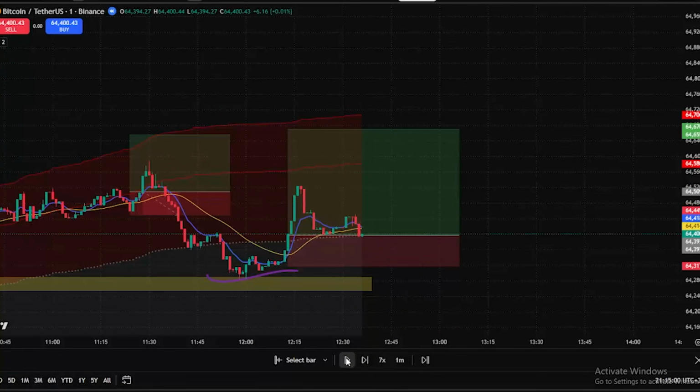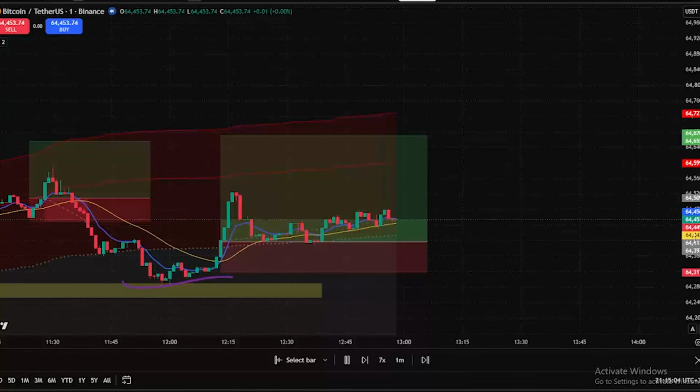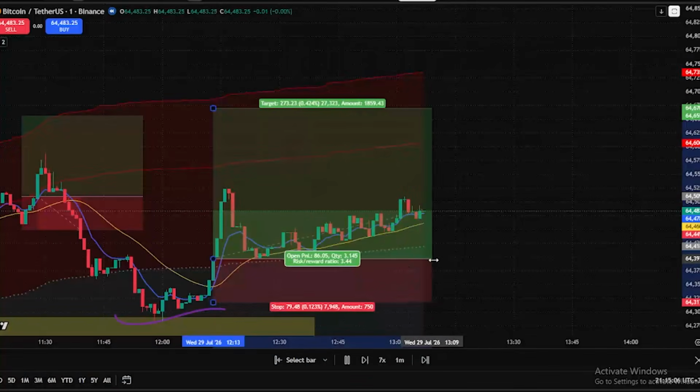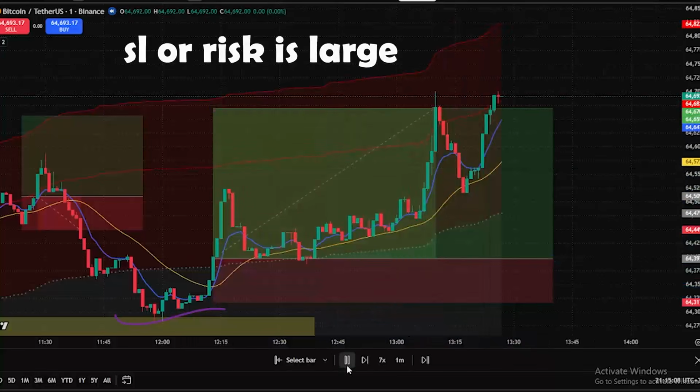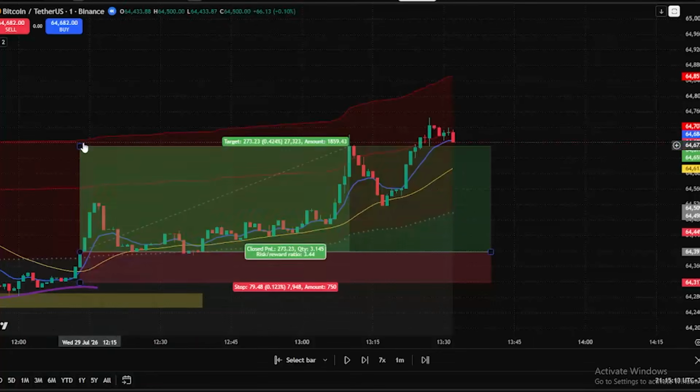Now, the stop-loss distance determines the position size. If the stop-loss is wider, the position size becomes smaller. If the stop-loss is tighter, the position size can be larger. The mistake many beginners make is doing the opposite.